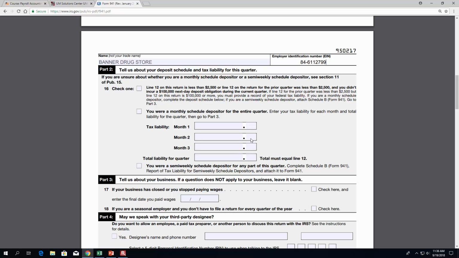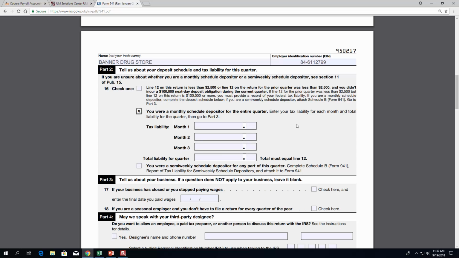Which box are you going to check? Yep. And then it tells you enter your tax liability for each month and total your liability for the quarter and then go to part 3. So I need to fill out how much I owed each month because they're going to compare that to what I deposited, right? Make sure that I'm on track. I can't just take the amount and divide by 3 because 2 months had 4 checks and 1 month had 5 checks. So you should be able to go back to your payroll register and see that. I have to tell you that.